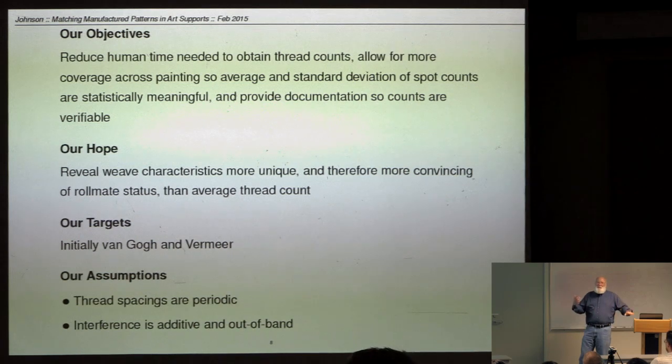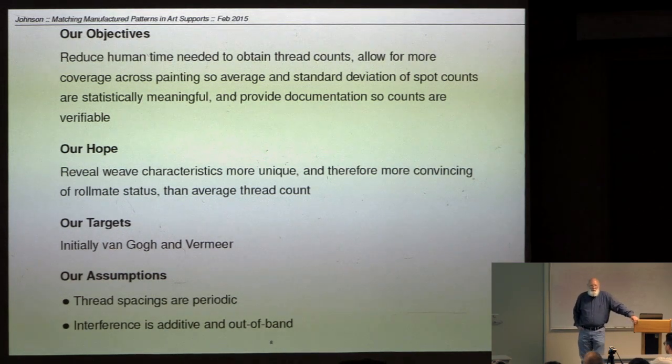And we're going to be like mathematicians. We're going to make some assumptions to make the problem easy, right? So I'm going to assume the threads are periodic. They're not. Okay? It's a lie. I'm going to assume the interference is additive. That's probably true. Most of it is, because of the way the X-ray works. And that most of the interference is out of band. Also not true. There will be sometimes when it's in band, but mostly it is out of band.